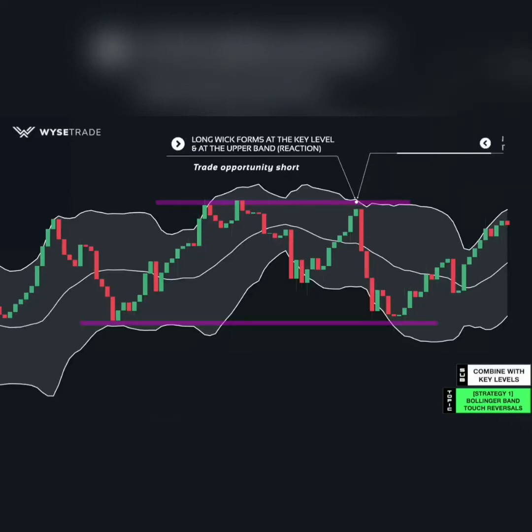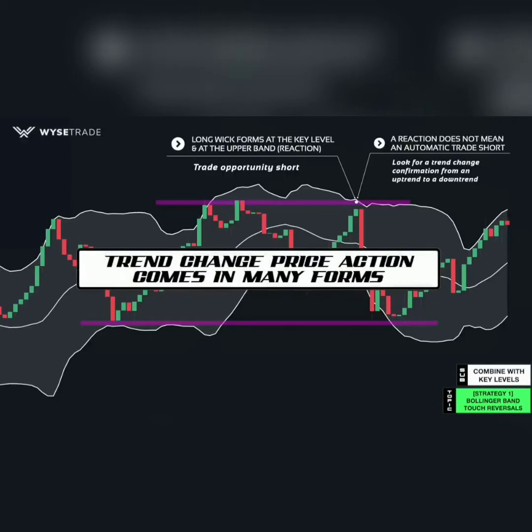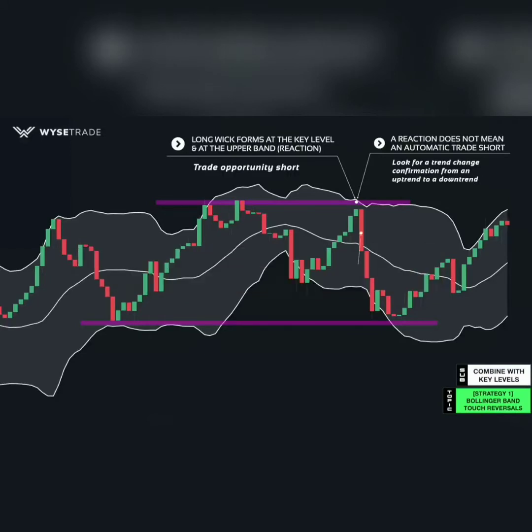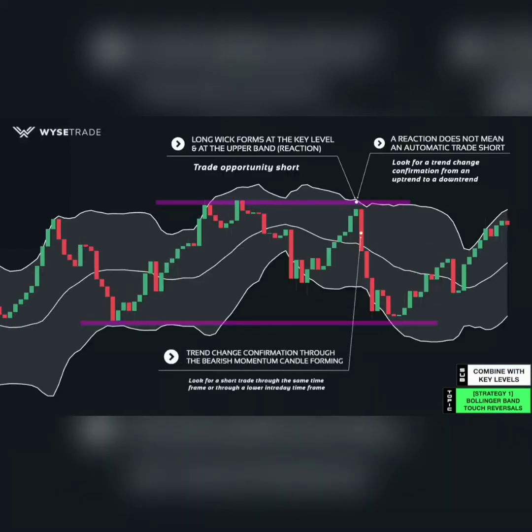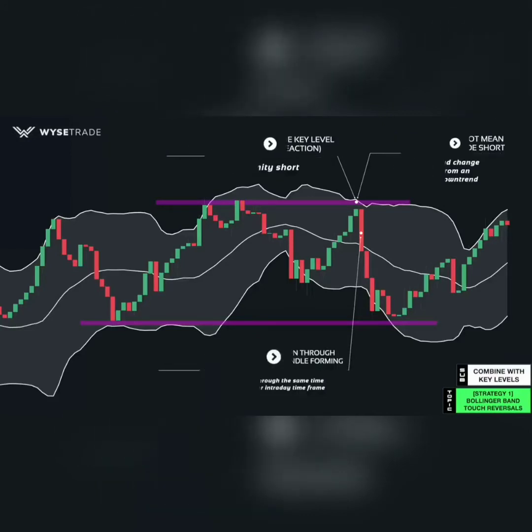As always, a reaction does not equal an automatic trade, so you need to look for a trend change confirmation to show that the uptrend is over and that the reversal has begun. Trend change price action comes in many forms, but in this case here, a simple way would be to wait and see if you get a momentum candle like this to form off of the level before looking for a trade entry short.